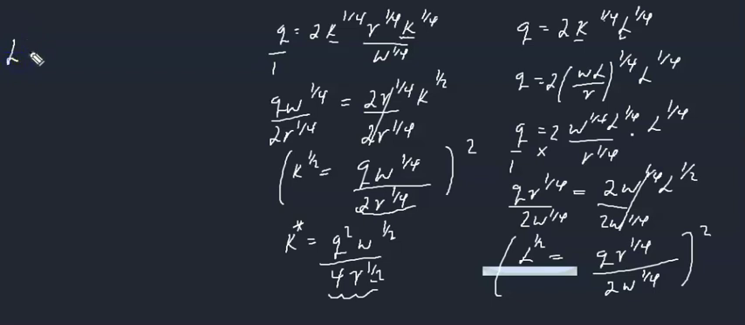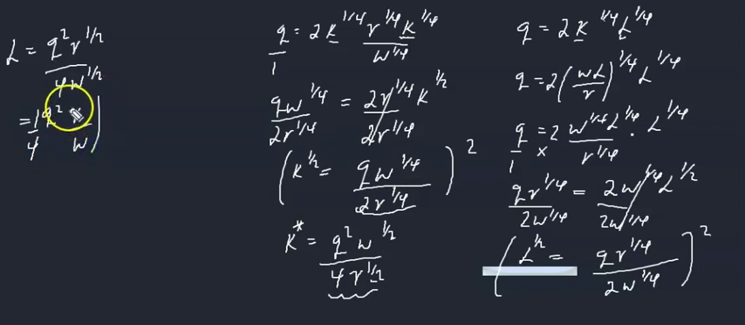So here will be Q squared R^(1/2) divided by 4W^(1/2). Let's go to Q squared (1/4)(R over W), factorizing the powers, 1/2, like that. And this is our optimal L. So that's it for question 1. Let's go on and solve question 2.